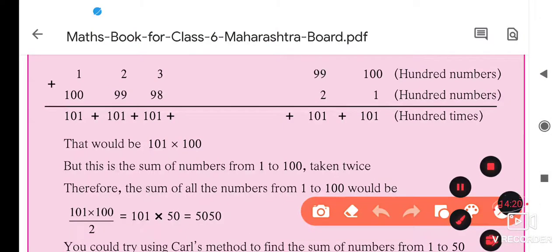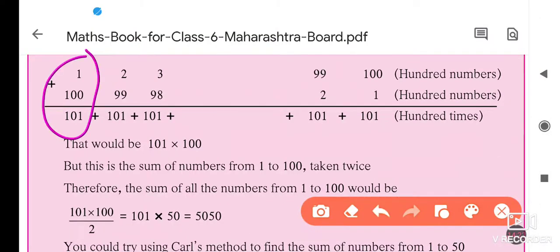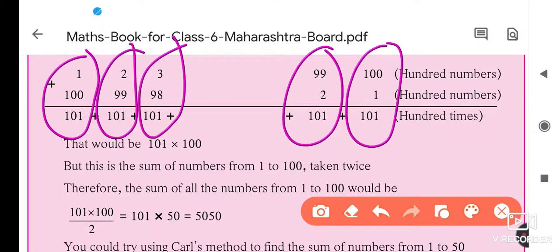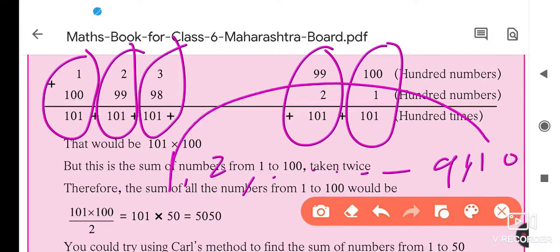He did 1 plus 100, 101; 2 plus 99, 101. If you do the addition in this way, you will notice that every first number, 1 to 100, whatever numbers there are, is added with the last number.